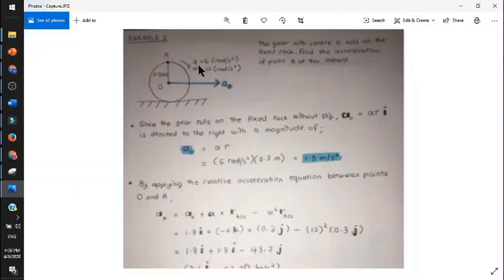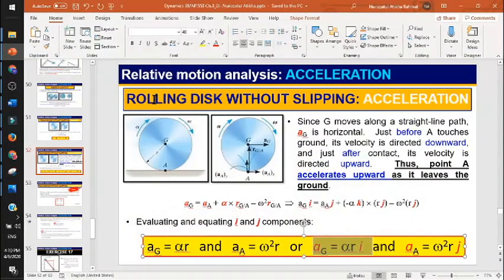Alright, so we are already given alpha and omega, 6 radian per second squared and 12 radian per second respectively. Okay, omega equal to 12 radian per second, right? No square here. Since the gear rolls on the fixed rack without slip, AO equal to alpha R i. So how do I get this equation? You must remember our condition of rolling without slipping. Okay, we already learned it in the slide just now.